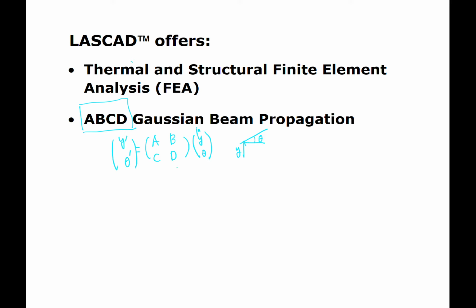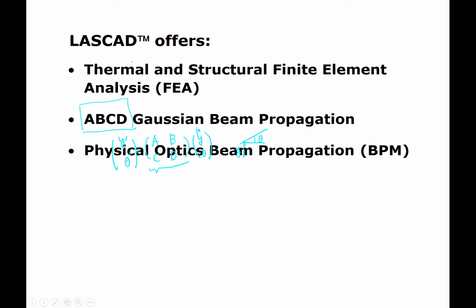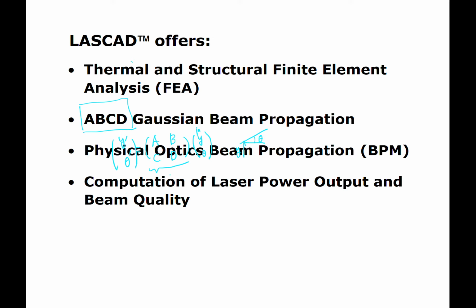And then ABCD could be anything. It could be mirrors, it could be reflectors, lens, whatever it is. We can represent it with the 2x2 matrix ABCD. And the physical optics beam propagation (BPM) is also a very useful simulation tool. And then computation of the laser power output and the beam quality is made within the software, which is very useful.